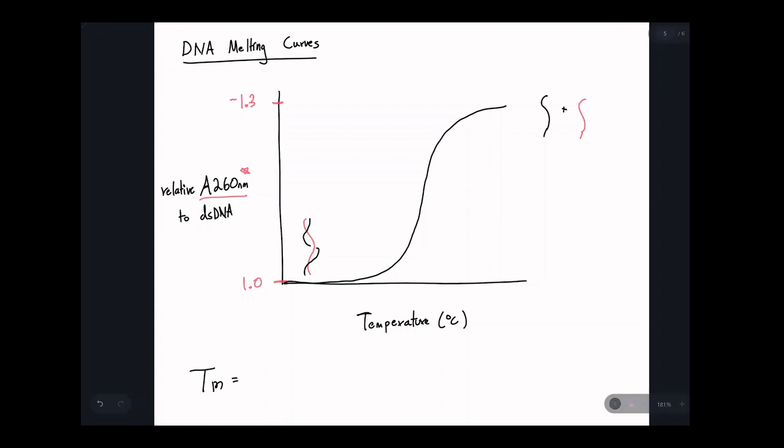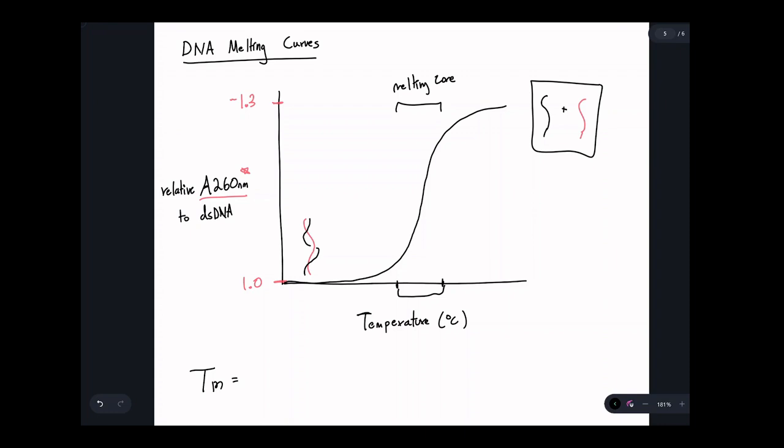Right? What we can see is that as we increase the temperature, it remains double-stranded until a certain point. There's a certain critical range of temperatures where suddenly the signal, the amount of absorbance that says, hey, we have single-stranded DNA, goes up. We call this period, this area, the melting zone. I call it the melting zone, but you can call it whatever you want.